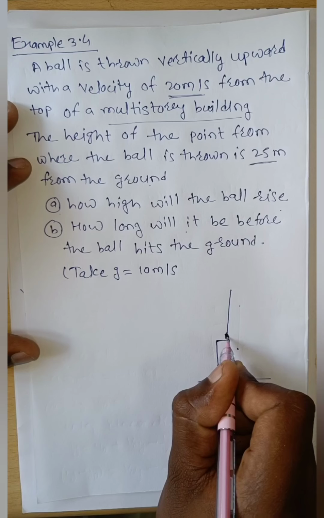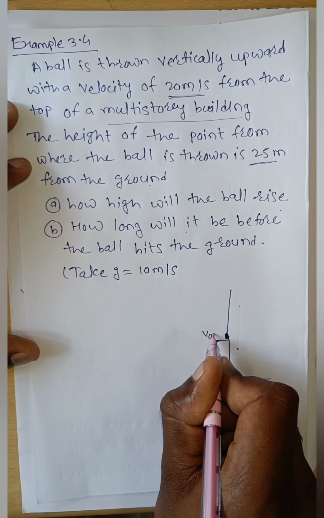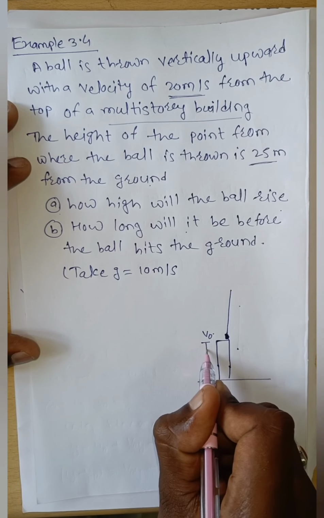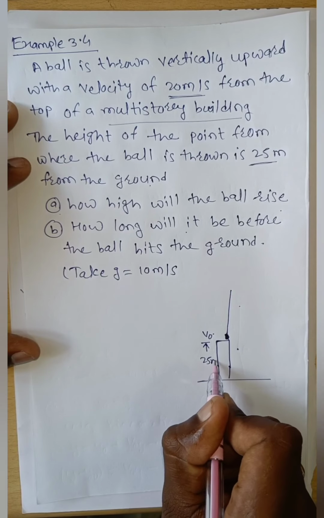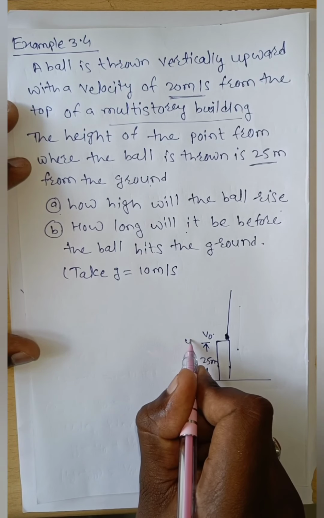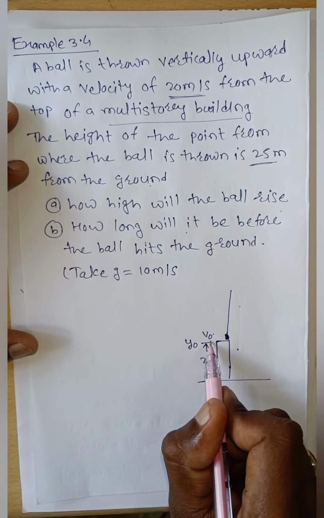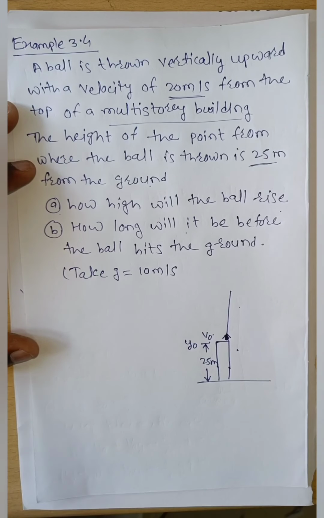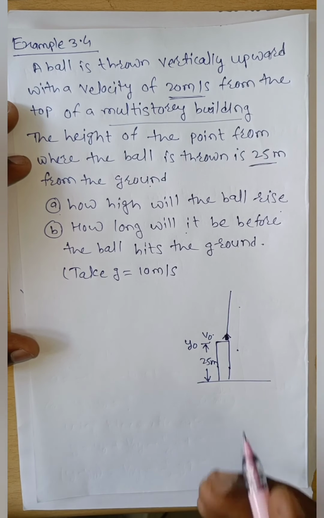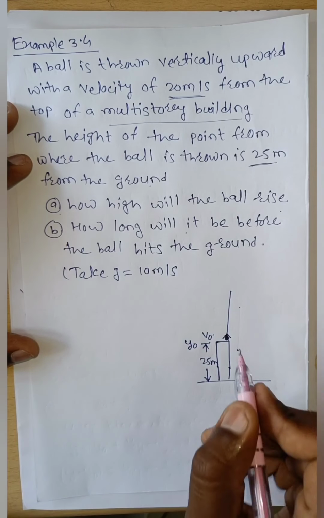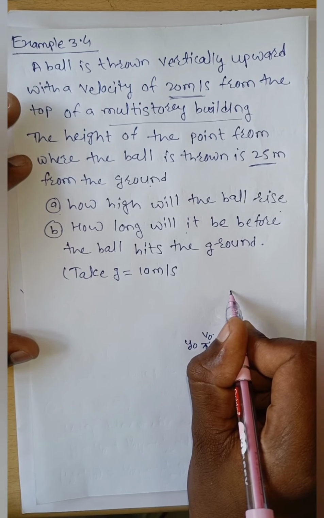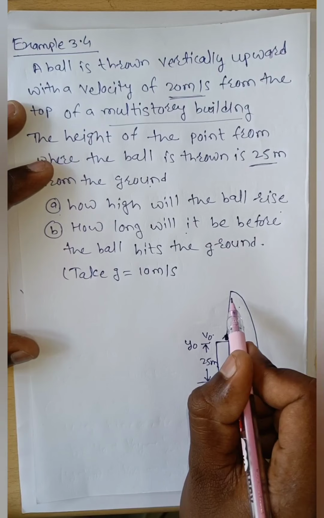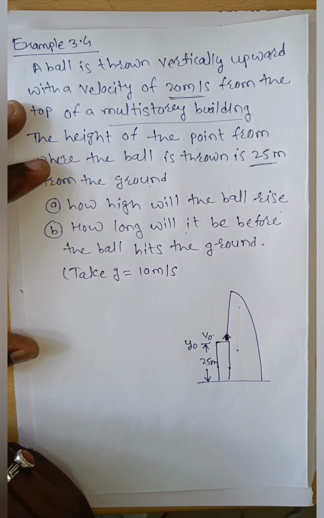Okay, the initial velocity in that case is v naught, which is 20 meters per second. The height of the building is 25 meters from the ground. This is the initial position y naught and the initial velocity is v naught, and the ball is thrown with the initial velocity in a vertically upward direction. When the ball is thrown vertically upward, it reaches a certain height, then it will fall back.